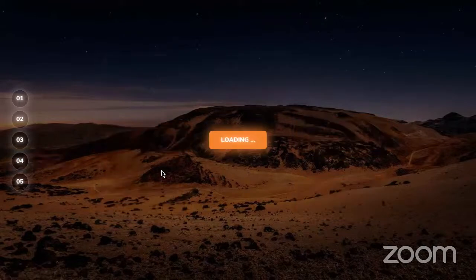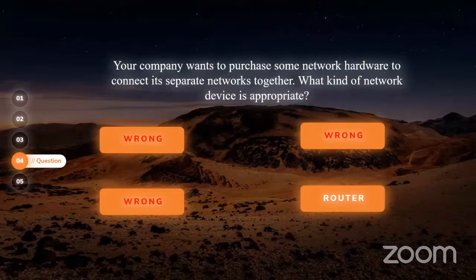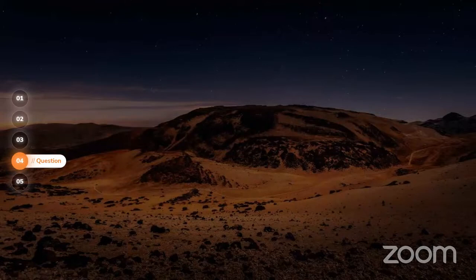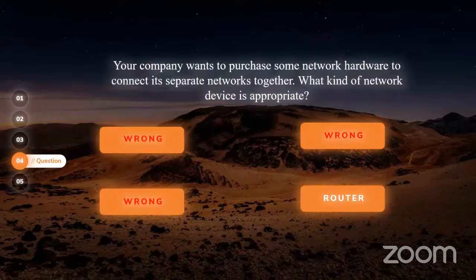So why can't we use a firewall? What is the purpose of a firewall? Can you please explain that? Because it is to provide security for the packet. Exactly. In the question, what they have asked is to connect the separated networks together. So a firewall is not going to help you, because the function of a firewall is to provide security, but not to connect the networks. For that, we need to use the router.